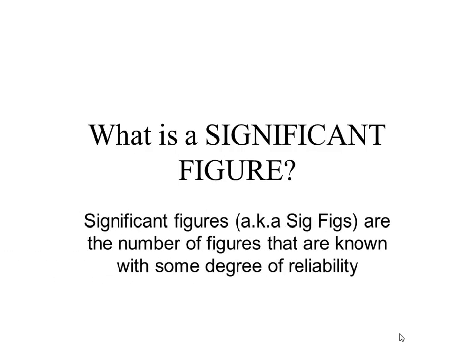So a significant figure is just a number that we know with reliability. We are measuring these numbers. That's all sig fig is. It's a number that we've measured. Okay?